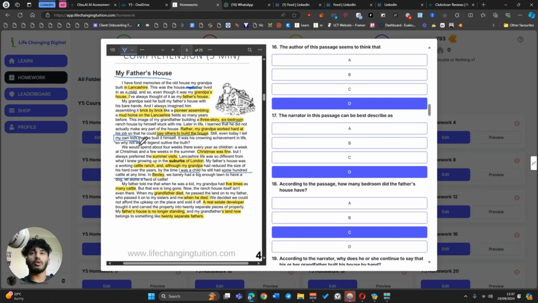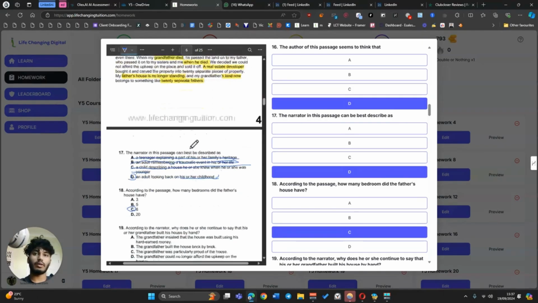And he says, even today I still tell my own kids that he built it himself, because it was his crowning achievement in life. So he says, why not tell the legend that outlives the truth? Why not let the legend outlive the truth?